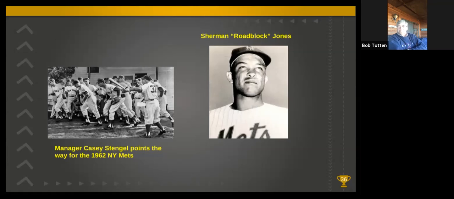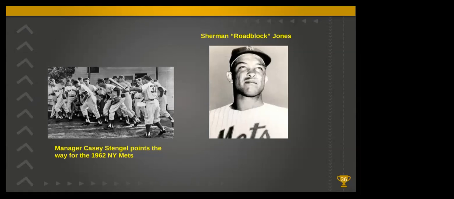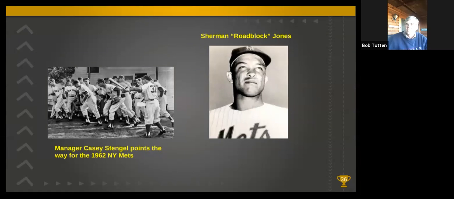So in 1961, Sherman Roadblock Jones made it to the major leagues. He was a member of the Cincinnati Reds pitching staff, and he got to pitch in the World Series. Before the 1962 season, Sherman Roadblock Jones was drafted to be a member of the original New York Mets, one of the worst teams in baseball history, even worse than the Kansas City A's.